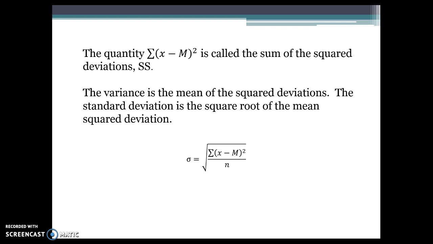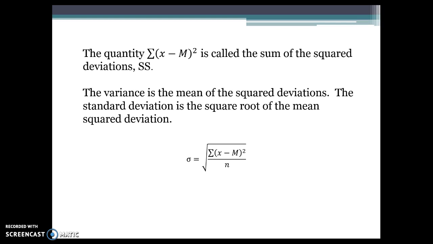We'll do another example in a minute, but let me point out that this quantity here that was in the numerator, this sum of x minus the mean squared, that's called the sum of the squared deviations. So that's SS. That's a notation that your book uses here and then later on in the course. So I want you to be familiar with that.